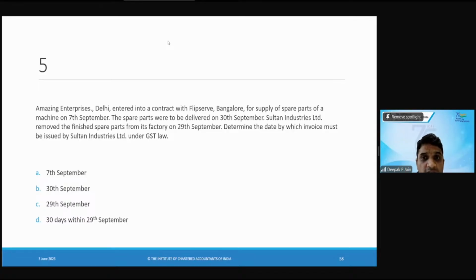On or before, answer is C. Correct. 29th September. He removed it from the factory on 29th September. So by the 29th September is what should be raised. Removal is the key. Correct.